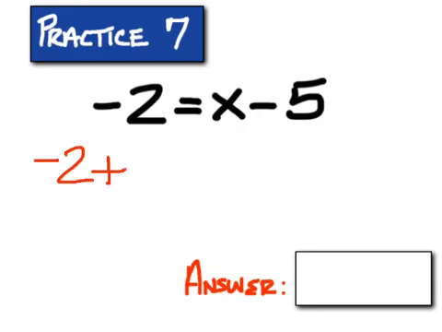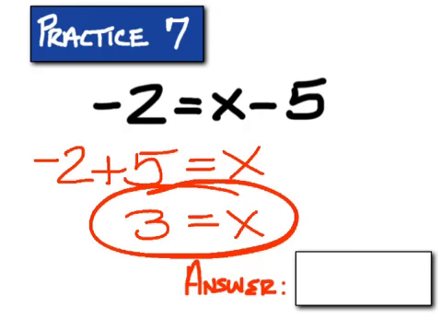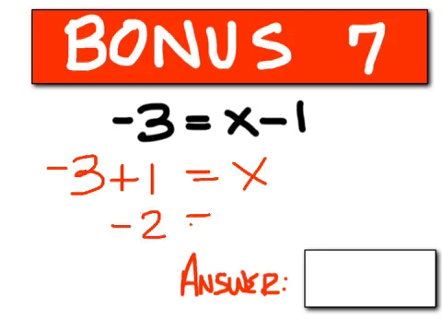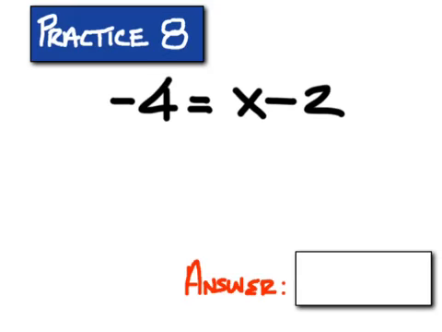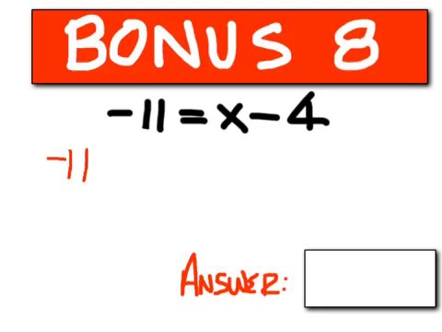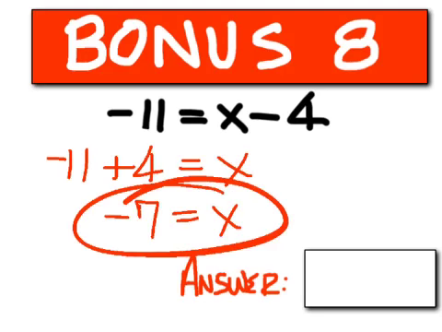On the practice problem, it should be negative 2 plus 5 equals x, that is 3. You should have a negative 3 plus 1 equals x, which is a negative 2. On the practice problem, it should be negative 4 plus 2 equals x, which is a negative 2. You have to have a negative 11 plus 4 equals x, so this should be a negative 7.